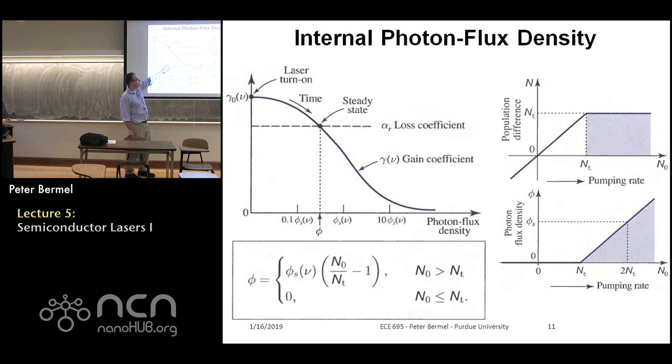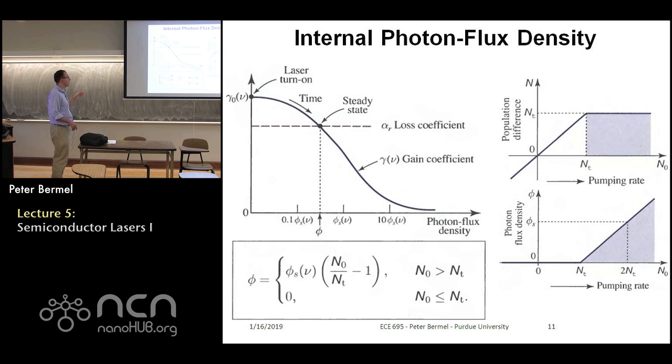What that means in practice is that as you increase the pumping rate, the population difference goes from essentially zero, which doesn't really lase because you have losses, to something that reaches this threshold population difference. Once you go past this threshold population difference of NT, the photon flux density increases. So you're now actually emitting laser light. When the gain gives you population inversion that's well above zero, that's when you potentially start getting lasing kicking in.